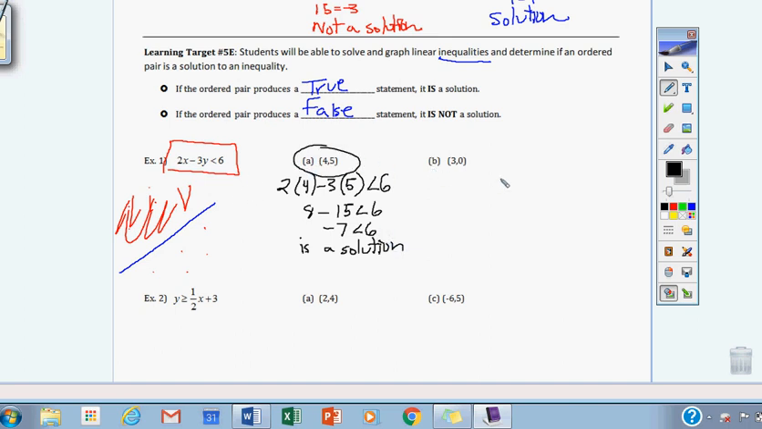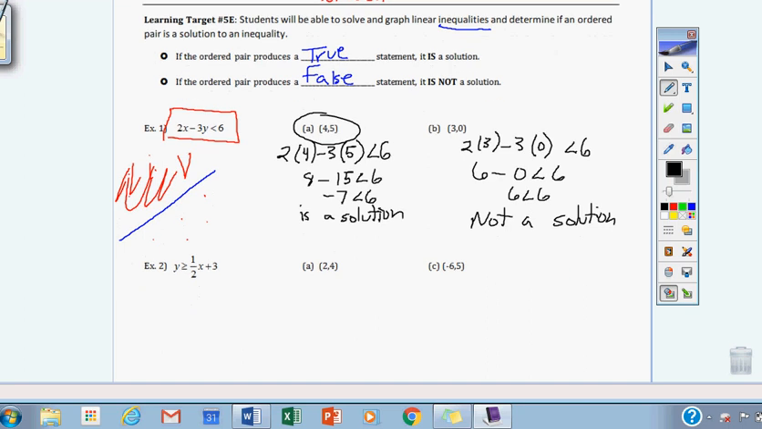Okay, then they're saying go ahead and check this one. Well, we do it again. 2 times 3 minus 3 times my y value of 0. And is that less than 6? Well, when you look here, you get 6 minus 0 is less than 6. Is 6 less than 6? And since 6 is not less than 6, that's not a true statement, it's a false statement. I don't put false. These aren't the answers. I say it is not a solution. Basically if you think this through, one of these points is going to be in the shaded region, one of these is going to be in the non-shaded region if we were to graph it.